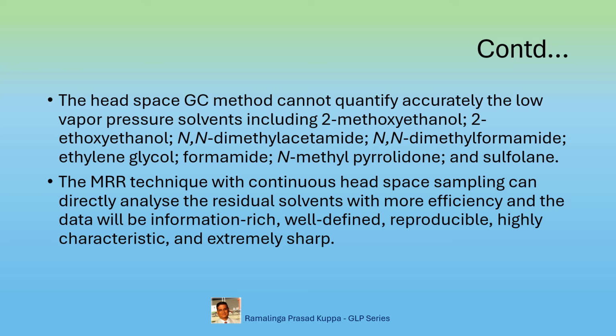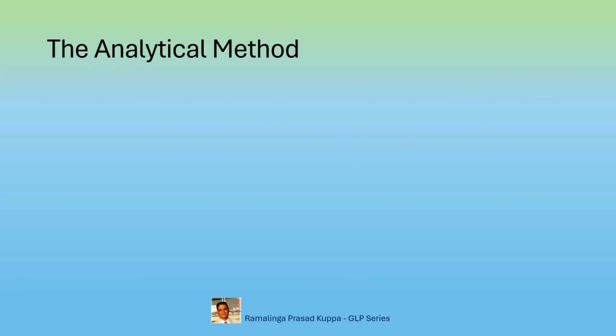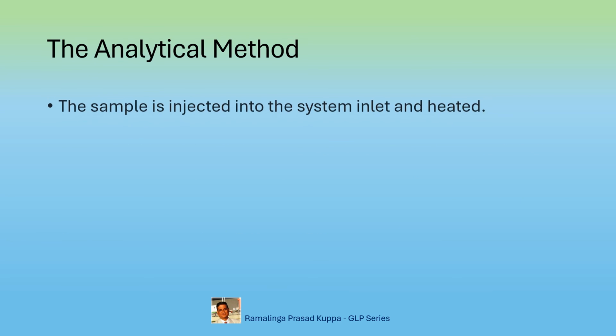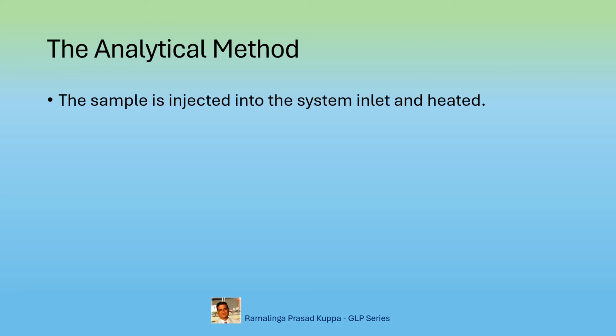Also, MRR has the potential to reduce the time of analysis of mixtures containing diverse volatile chemicals, including residual solvents listed in USP 467 chapter. Let us see how the analytical method works. The sample is injected into the system inlet and heated. This is the procedure. The sample solution is introduced into the sample inlet and heated.